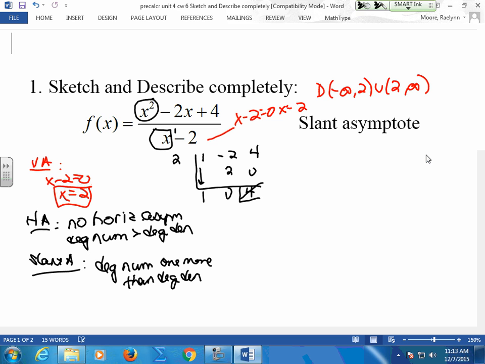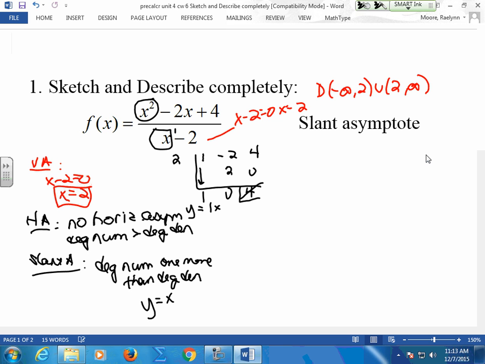So now I say x2 over x1. What am I going to start with? X. This is y is equal to 1x, or just plain old y is equal to x. There's my slant asymptote. Drop the remainder. Why are we not using it? Because in slant asymptotes we don't need it. We're going to do synthetic division. You use your denominator, set that equal to 0. Oh, that's where you got the 2 from? Mm-hmm.